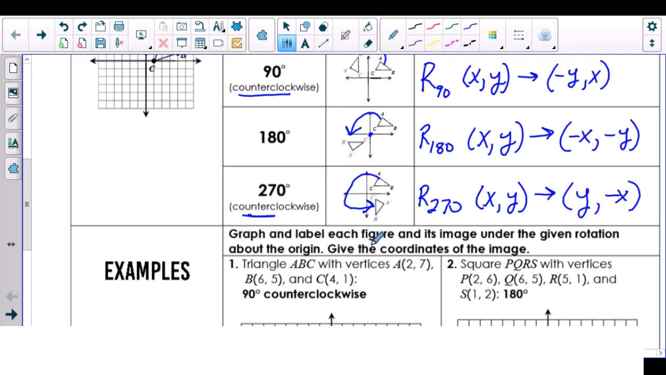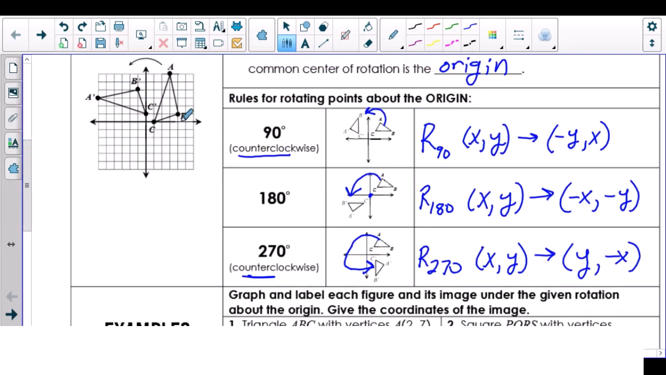So counterclockwise is the normal rotation. And hopefully you remember that because this is quadrant 1, this is quadrant 2, this is quadrant 3, and this is quadrant 4. Hopefully you remember that from Algebra 1 and pre-algebra, and anytime you learn to plot, they always go in a counterclockwise position. Okay, so those are our rules.